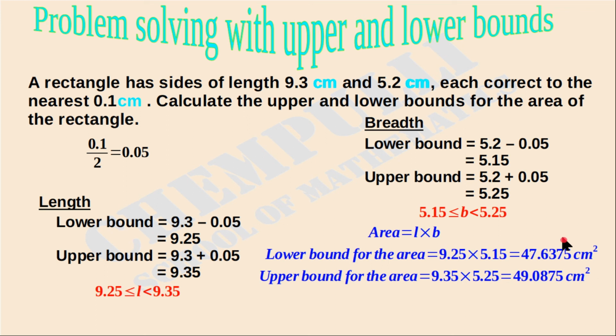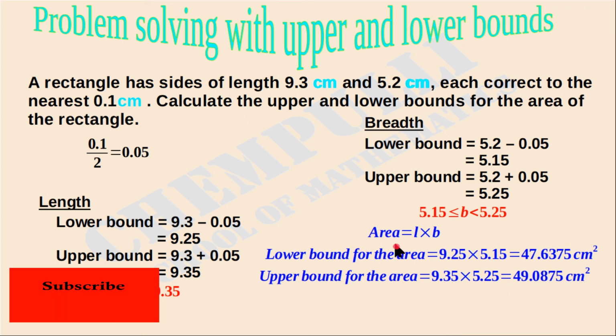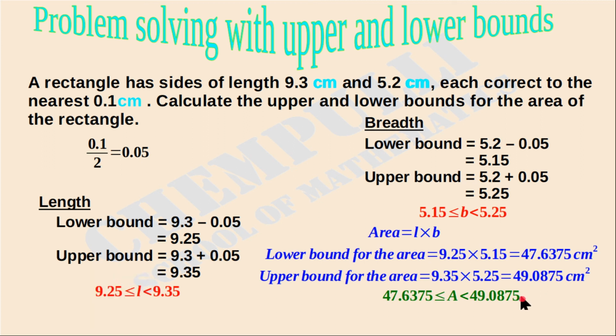Now we can write it in inequality form. First write the lower bound, then less than or equal to, and for the area we use the letter A, then less than the upper bound. So 47.6375 ≤ A < 49.0875. Thank you.